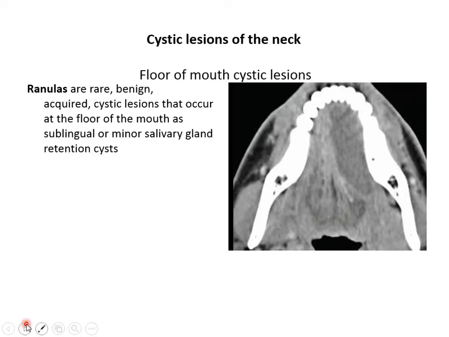Cystic lesions of the neck. Floor of mouth cystic lesion: ranulas are rare, benign cystic lesions that occur at the floor of the mouth as sublingual or minor salivary gland retention cysts. Axial CT at the level of the mandible shows a cystic lesion at the left sublingual space.